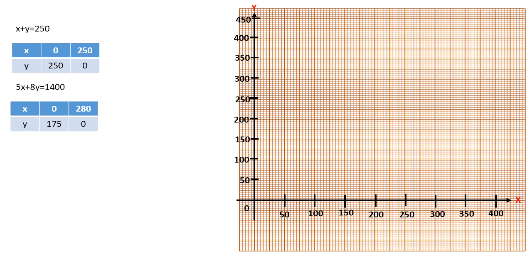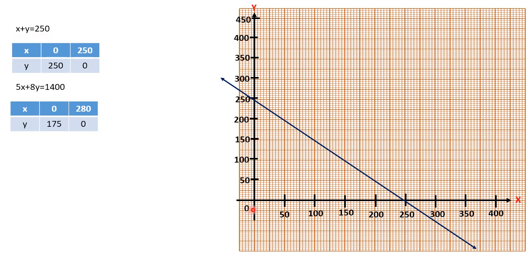X and y axes we have drawn, and we have taken the points as 50, 100, 150, 200 up to 450. Then next is 50, 100, 150, 200, 250 up to 400. And next let's plot the points. First point when we plot here, it is 0, 250. Then 250, 0 is here. So we have drawn the line, and let's find out the region which satisfies the inequality x plus y less than or equal to 250.